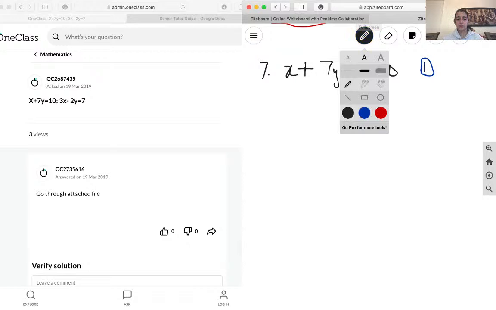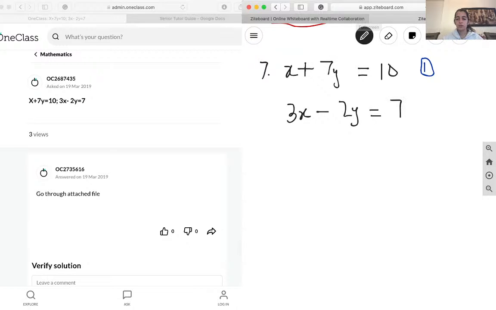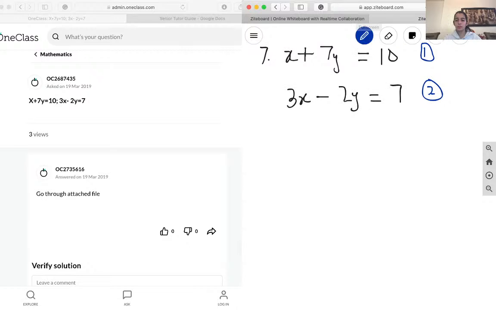And our second one is 3x minus 2y is equal to 7. And this is going to be our second equation. I'll highlight that, and we can continue on from there.